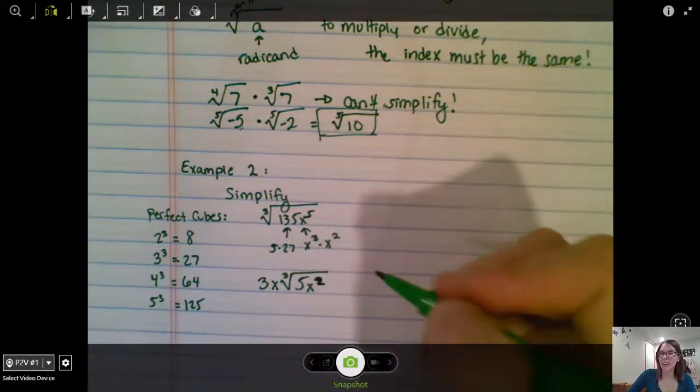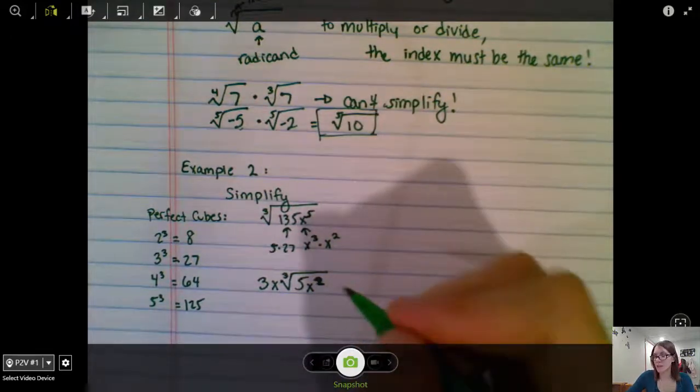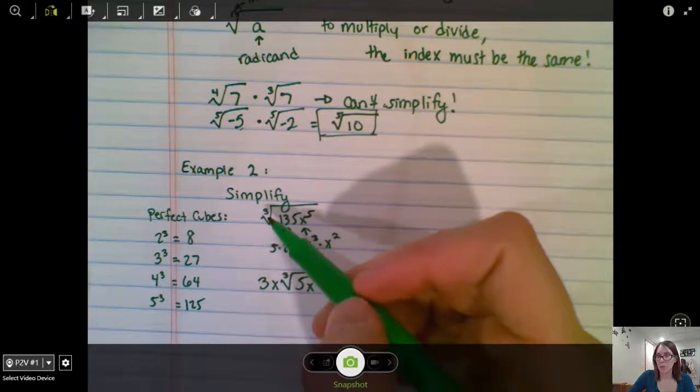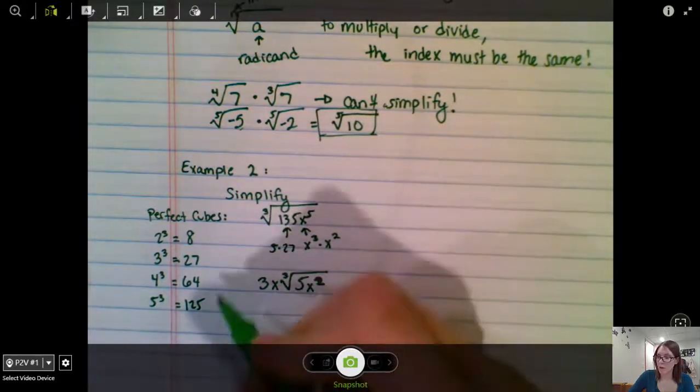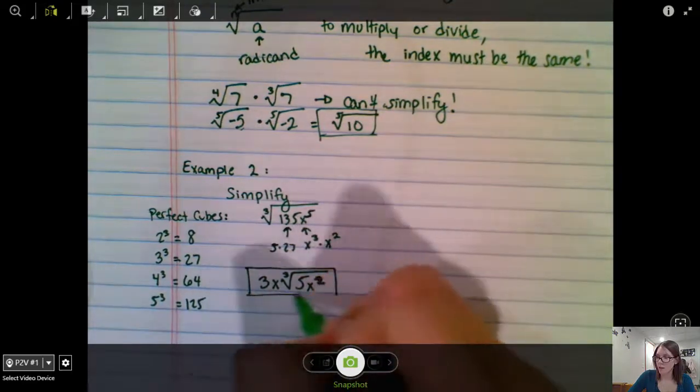Last thing that we should be thinking about as we go through this problem is if absolute value is necessary. And as we saw last section, since we have an odd root, the cube root here, we won't need our absolute value at all. Our final answer is 3x times the cube root of 5x squared.